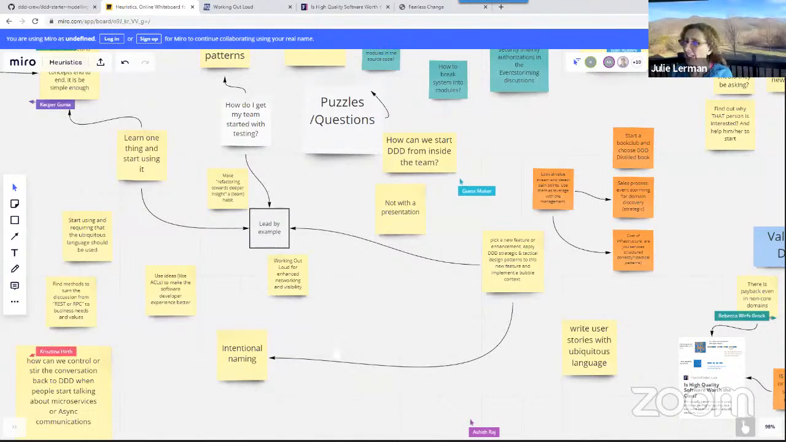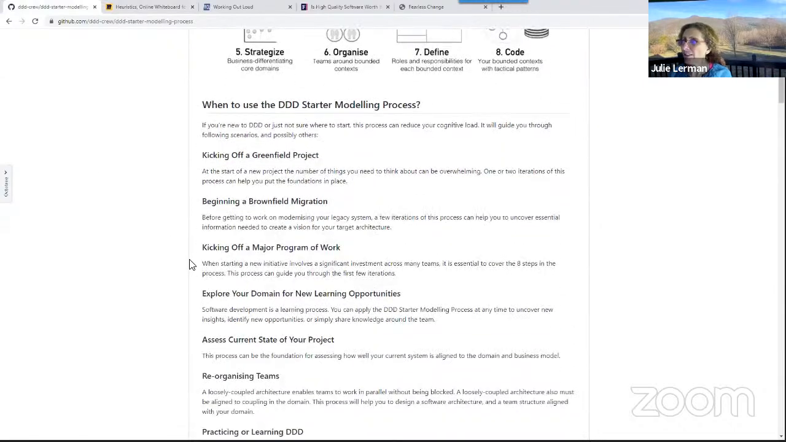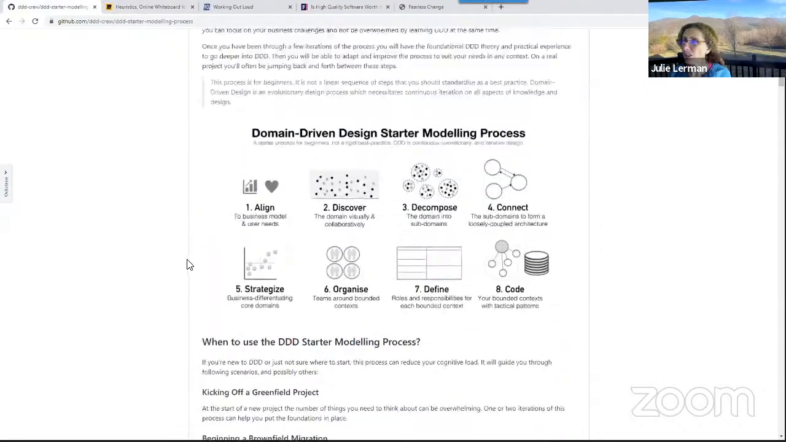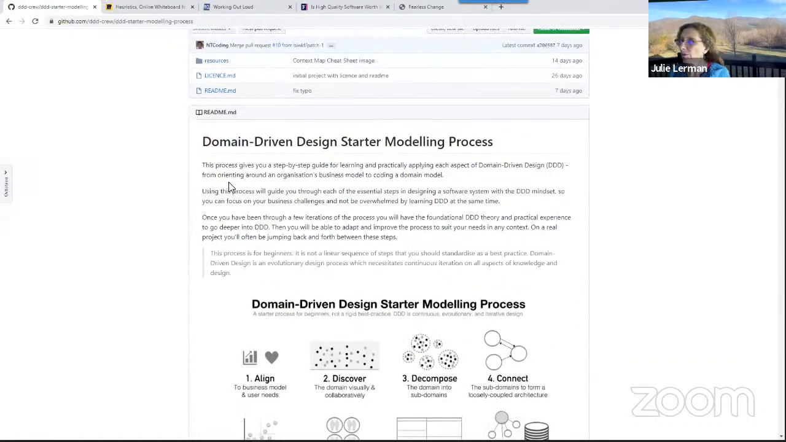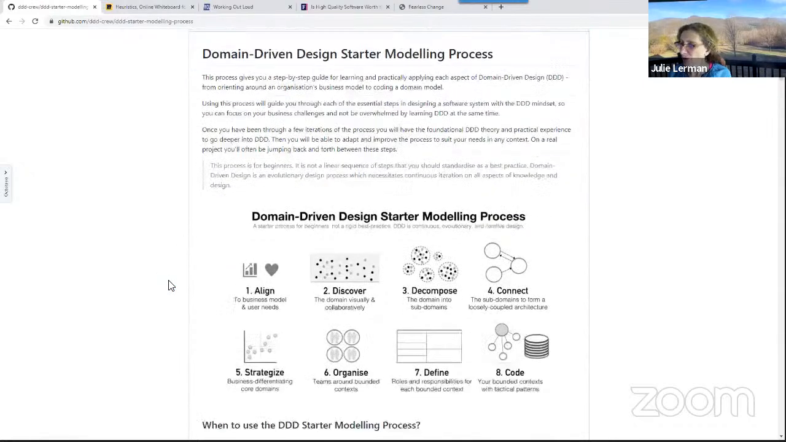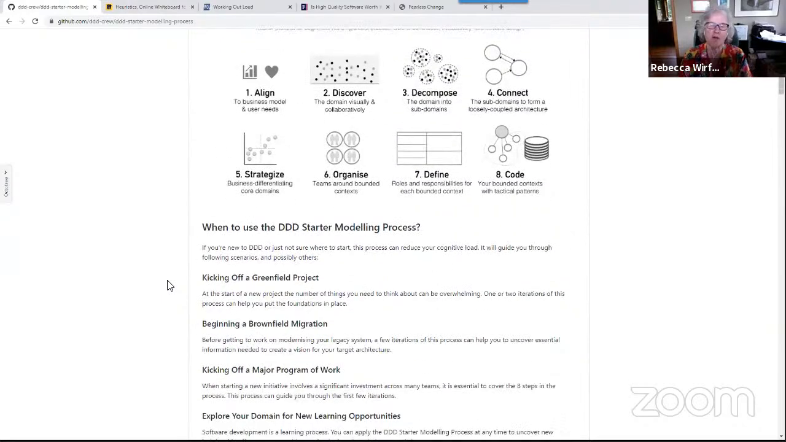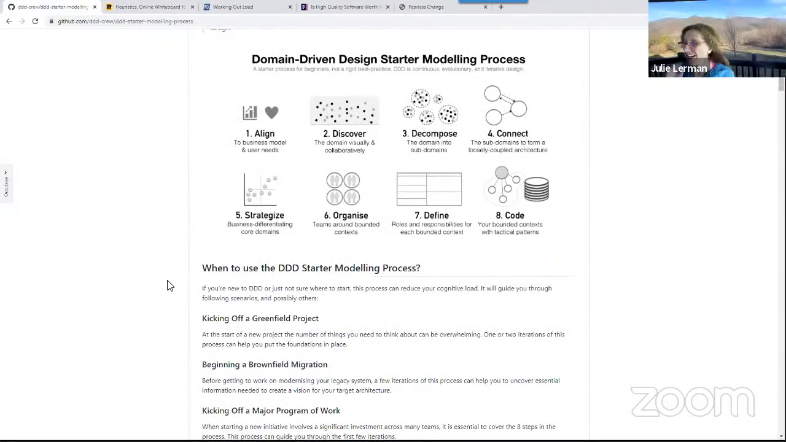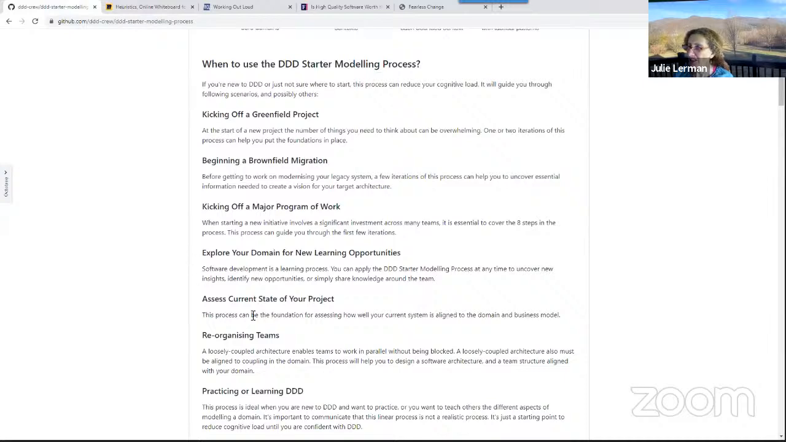So I'm looking at the Miro board and thinking about how beautifully organized the DDD starter modeling process is. It's so beautiful, isn't it? It really is. It looks like a waterfall. Define and then code. Never mind. Sorry. Oh, it's kicking off a greenfield project, beginning a brownfield. If we could maybe even use this as a template.